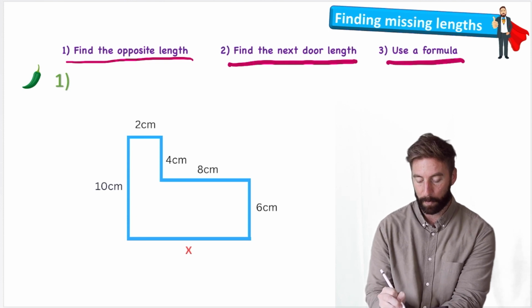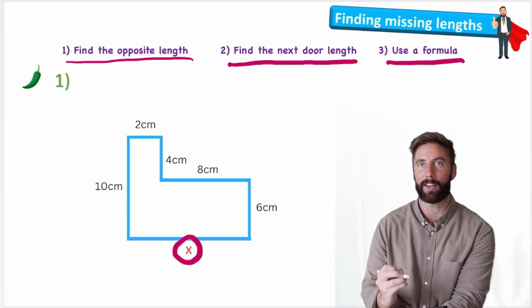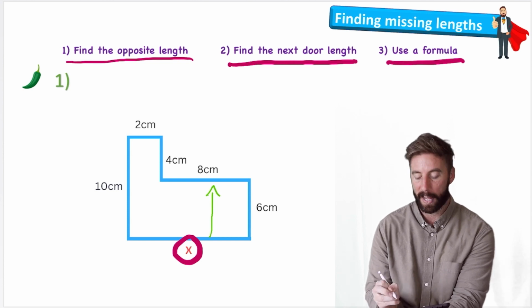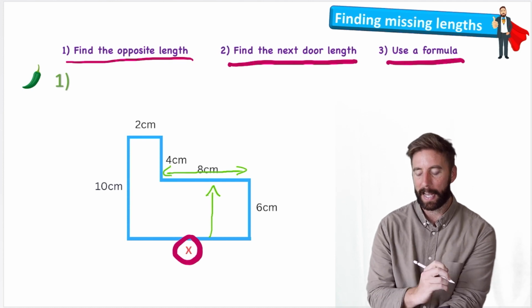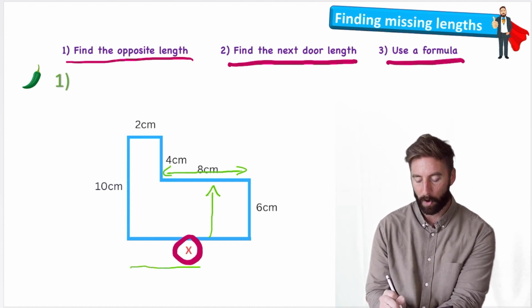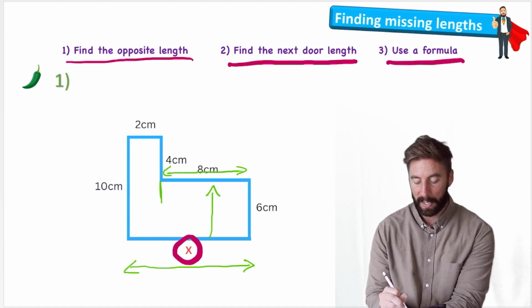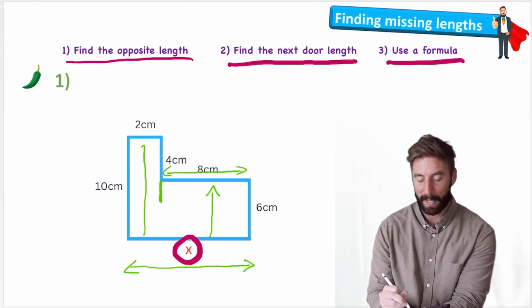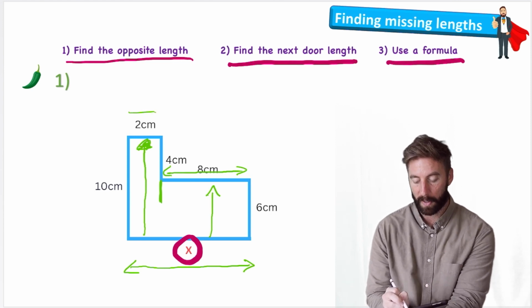Well, you can see here in this example, we have this missing length, x. And now my first step told me that to find x, I need to look opposite. So I'm just going to look opposite until I can find another length. And I can see this length here of 8 centimeters. But in this case, that's not the full length of what I need. I need this full length at the bottom. So my 8 centimeters gets me up to here, but then I need some more. So I'm going to look opposite again, and I can see up here I have 2 centimeters that I'm going to use as well. So I'm going to use this 2 centimeters and this 8 centimeters.